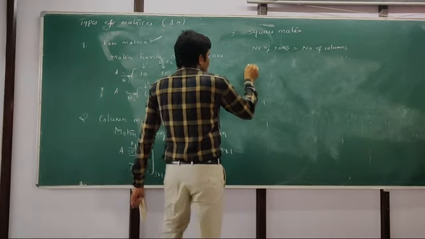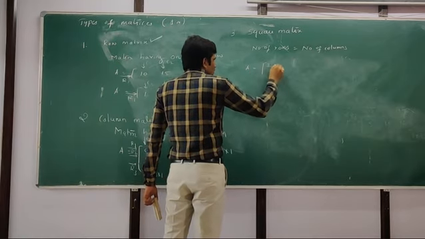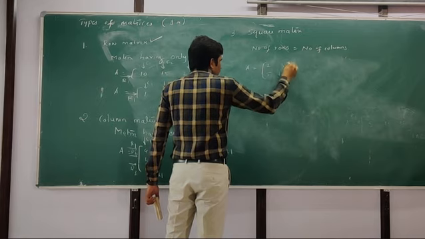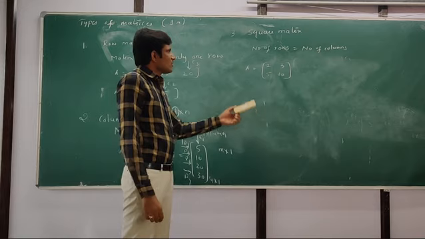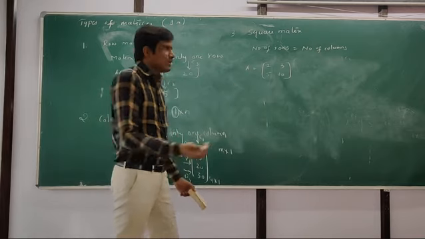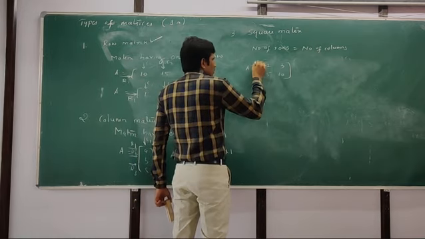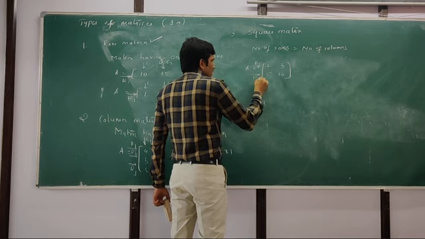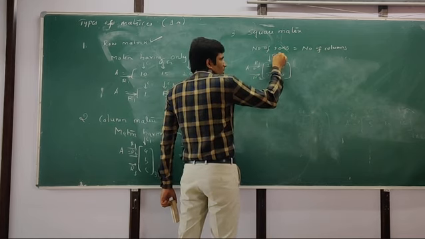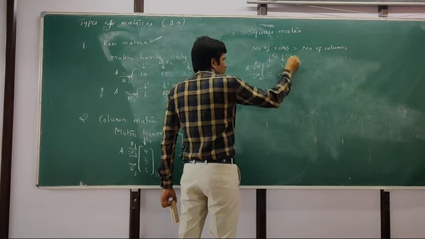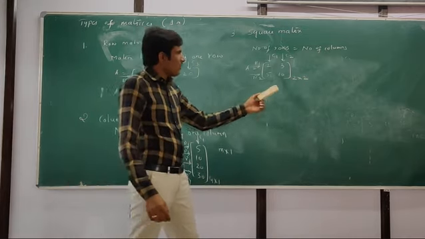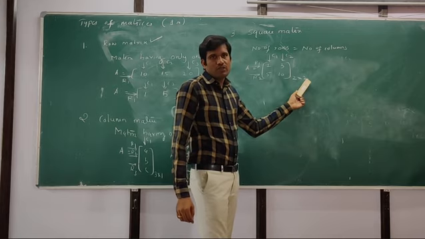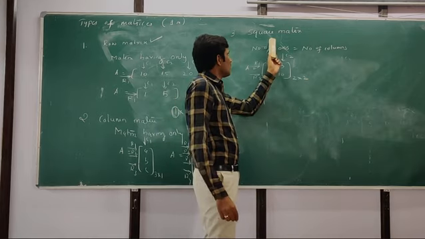For example, here I will give an example: 2, 3, 5, 10. If the number of rows is equal to the number of columns, that matrix we call a square matrix. Now see here, this is the first row R1, this is the second row, this is the first column C1, and this is the second column C2. What is the order of this matrix? It is 2 cross 2. So the number of rows is 2 and the number of columns is also 2, so such a matrix we call a square matrix.